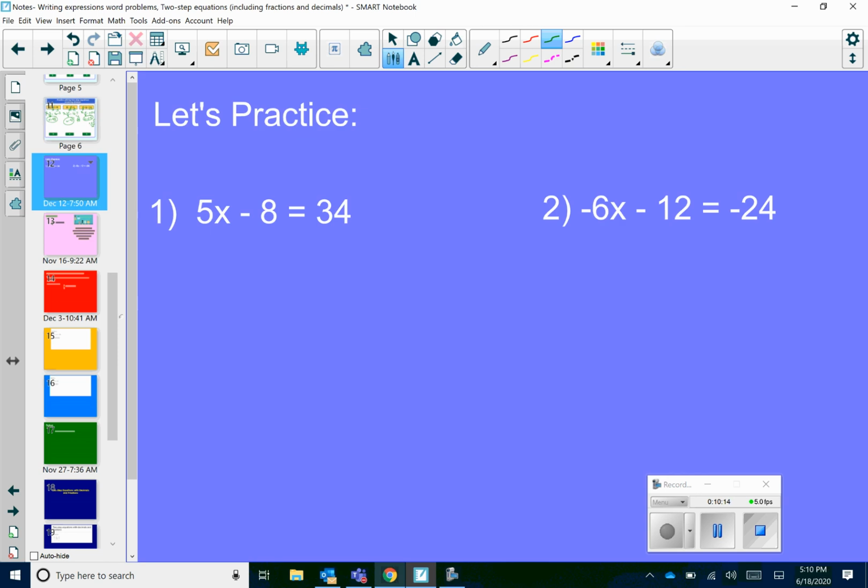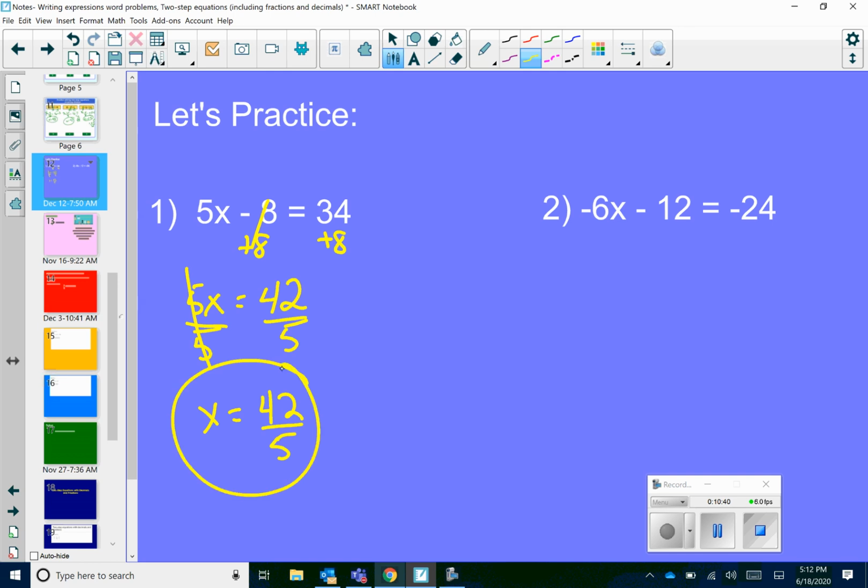Okay, let's try a few more of these. Okay, so let's try the next one. 5x minus 8 equals 34. So since this is subtraction, we are going to add 8 on both sides. That cancels out, leaving me with 5x equals 42. And then my last step, since that's multiplication, we're going to divide. Leaves me with x equals 42 over 5. My suggestion is don't convert this to a mixed number. Just leave it as a simplified improper fraction.